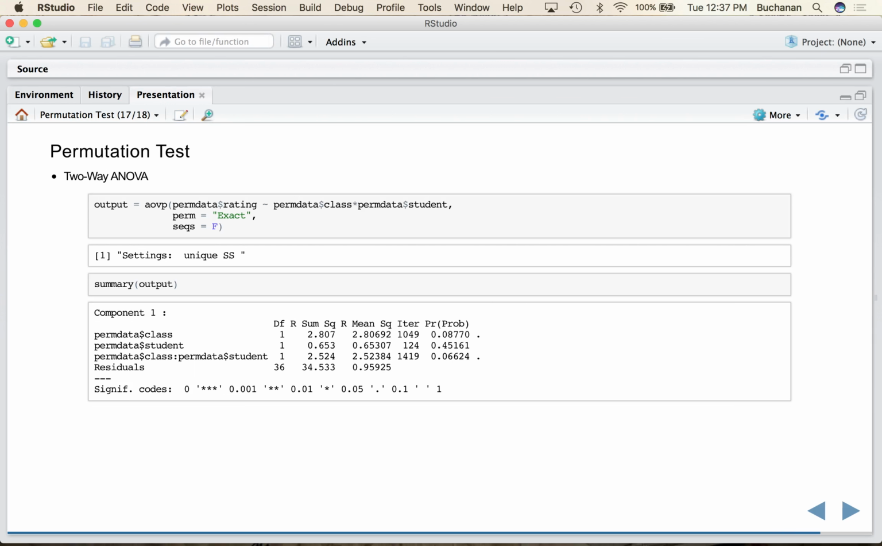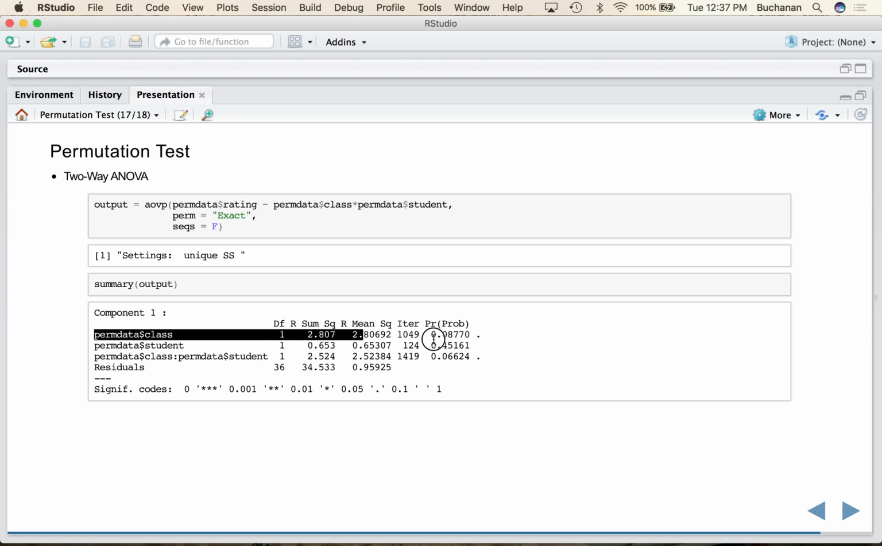Now, if I want to run this as a permutation test, it's still aovp. Y is approximated by the interaction between the two. So I've got my little multiply here to give me the main effects and the interaction. And then I told it to do exact. Now I'm using exact because I have a small data set. If exact blows up your computer, try prob.